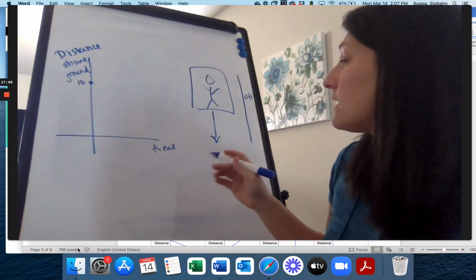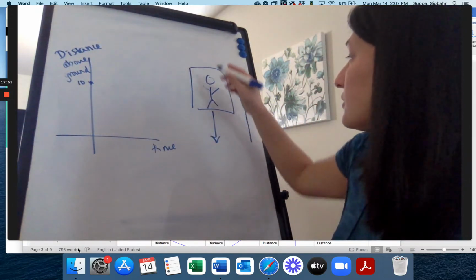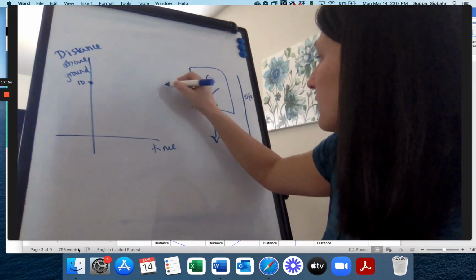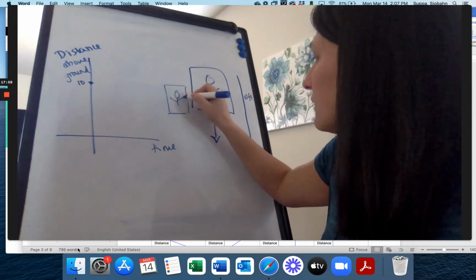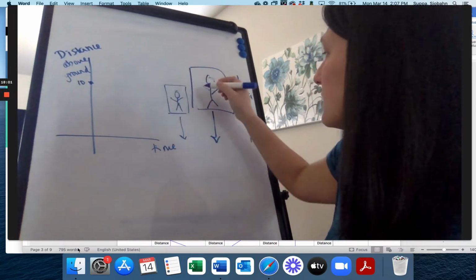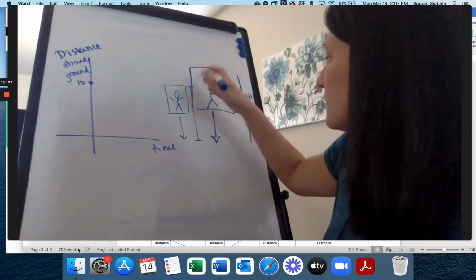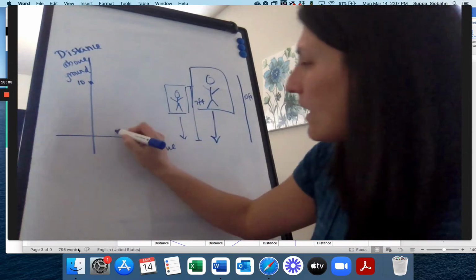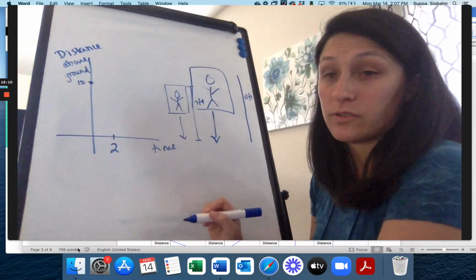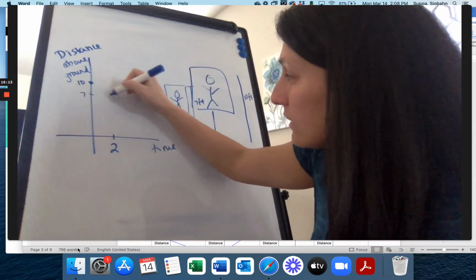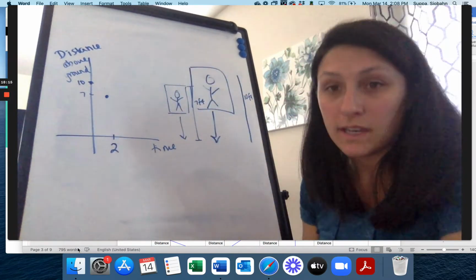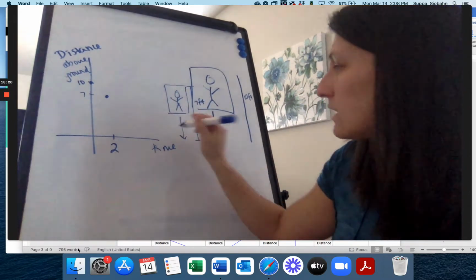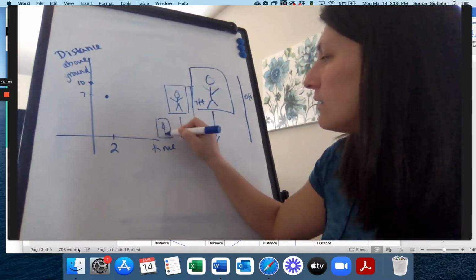So let's say that after 2 seconds, if you were to draw a new picture, he's now down here. Like now he's moved down a little bit. So now his distance is right here. So it's only, let's say, 7 feet. So after 2 seconds, he's only 7 feet in the air. So there's a second point in time. And let's say it takes him 5 seconds to hit the ground. So at the 5-second mark, he is then all the way on the ground in the elevator.